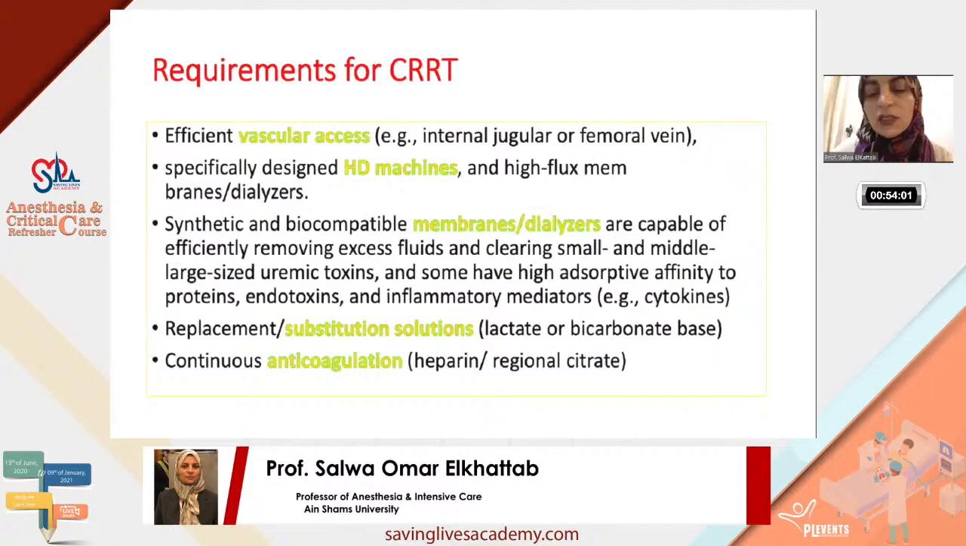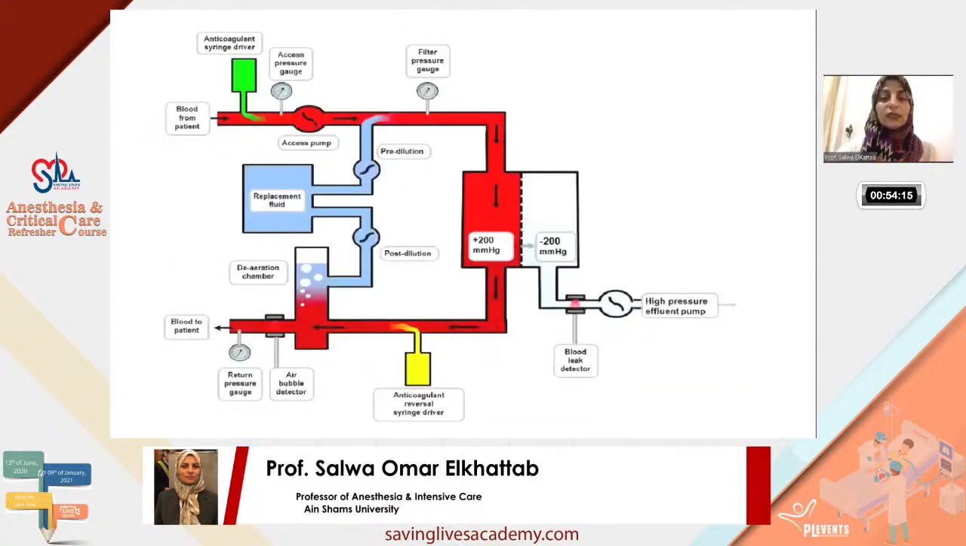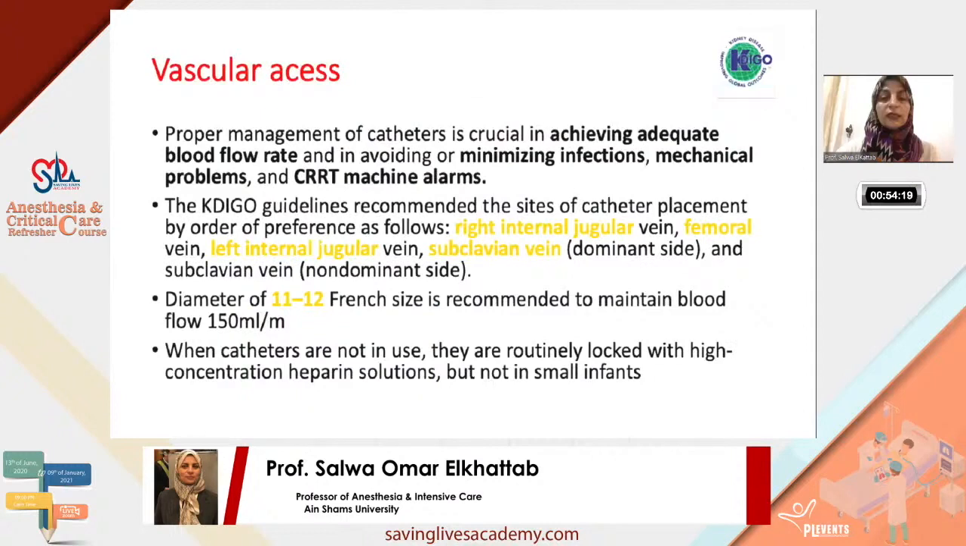Catheter, a hemodialysis machine. This is a designated machine. You have to have within this machine the membrane dialyzer and the connections, of course. You have to have a substitution or replacement fluid, and you might need anticoagulation. A diagram again to show our vascular access is very important, and it is one of the cornerstones for the success of your continuous renal replacement therapy in your critically ill patient.